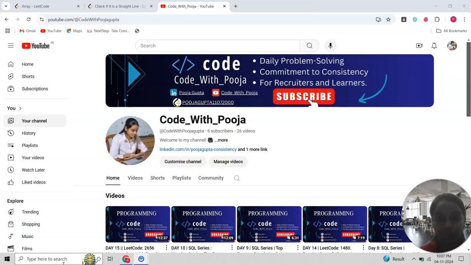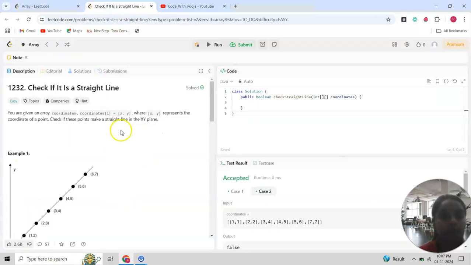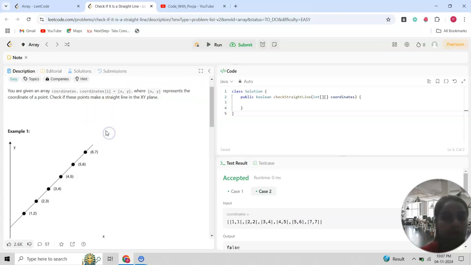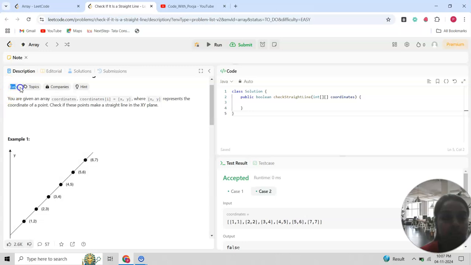So it's day 16 of our consistency, solving LeetCode DSA questions. Let's continue with today's question. Today I took a LeetCode question. The question number is 1232 and the title is Check If It Is a Straight Line. Simply, the question title implies that we have to check whether the particular points represent a straight line or not. Let's continue with the description. It's an easy level question.